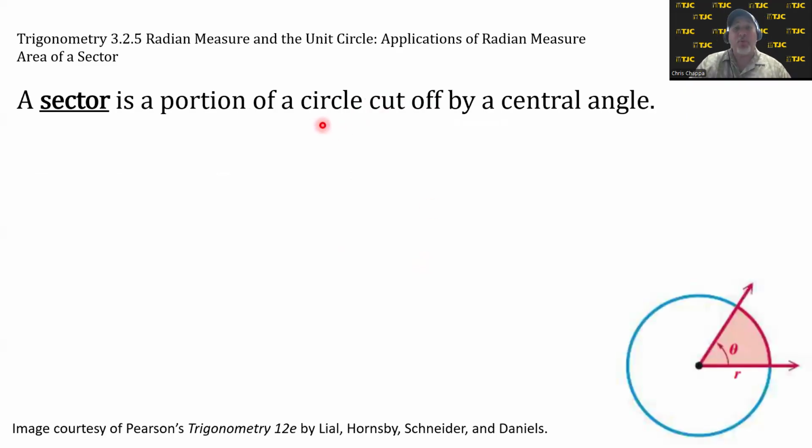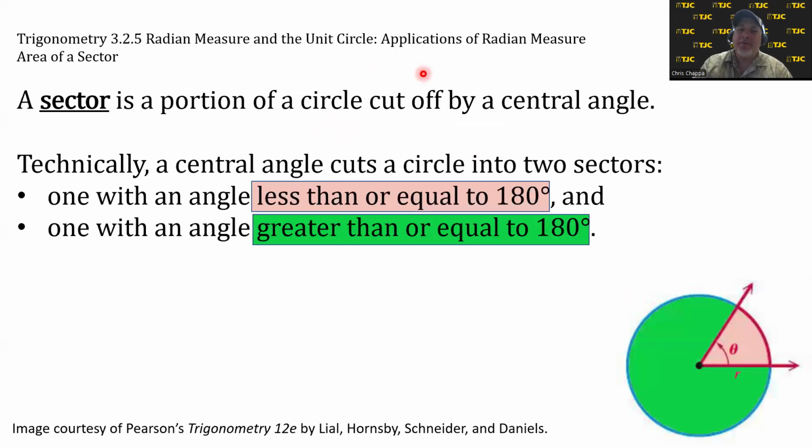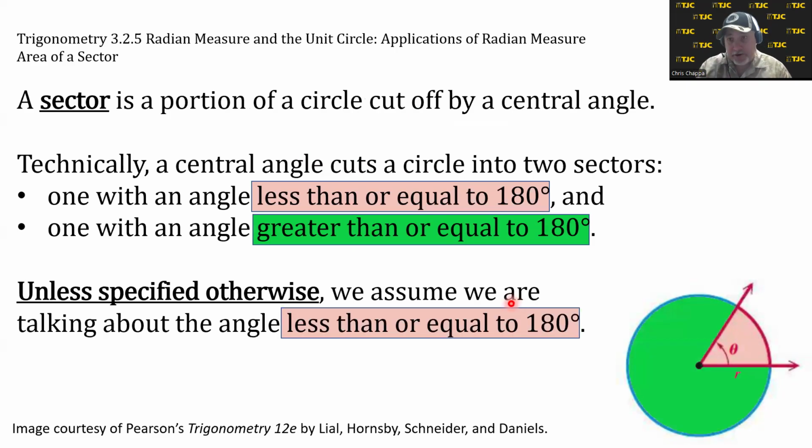A sector is a portion of a circle cut off by a central angle, like in this picture. Technically, a central angle cuts a circle into two sectors, one with an angle less than or equal to 180 degrees, and one with an angle greater than or equal to 180 degrees. But unless specified otherwise, we assume we are talking about the angle less than or equal to 180 degrees. Actually, use whatever angle they give you. So if they give you a 240-degree angle, use it.